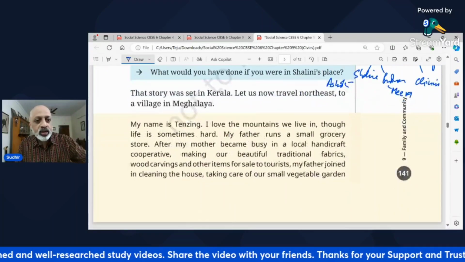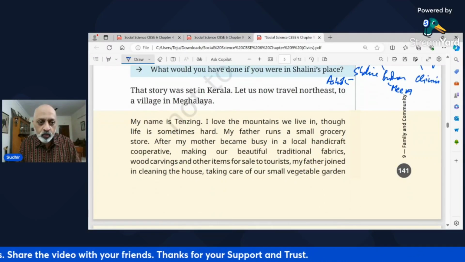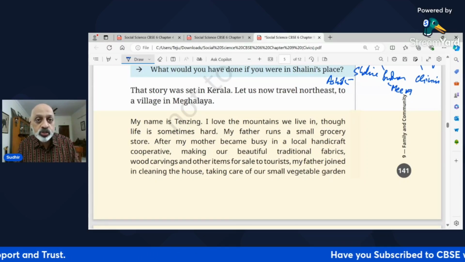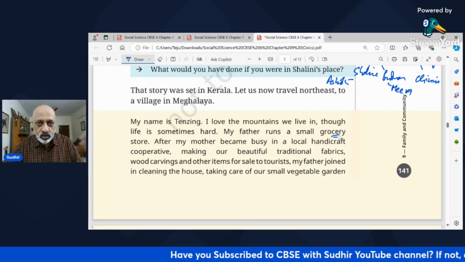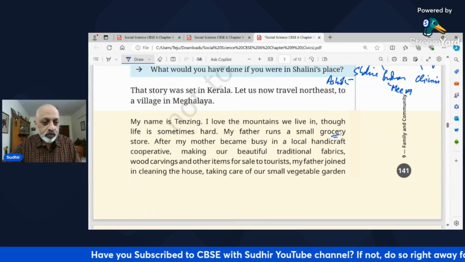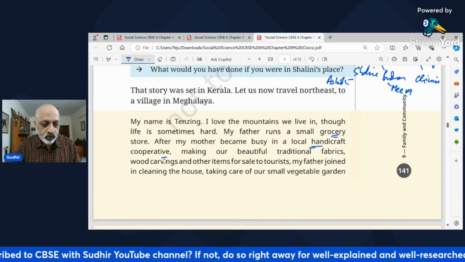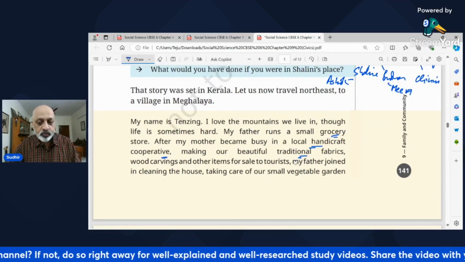Now, the second story is set in Meghalaya, in the northeastern part of India. Now, my name is Tenzing. I love the mountains we live in, though life is sometimes hard. My father runs a small grocery store, that is to sell rice, dal, the usual salt, sugar, etc. My mother became busy in a local handicraft cooperative, making our beautiful traditional fabrics of Meghalaya.